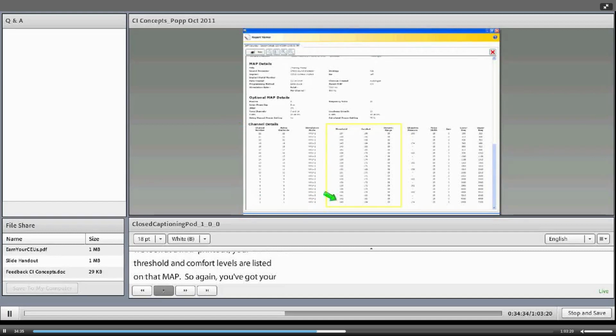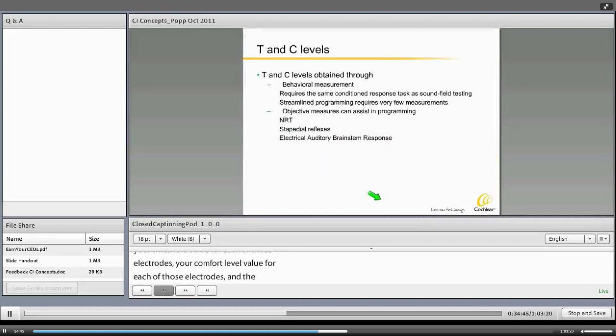If we look at a map printout, your threshold and comfort levels are listed on that map. So again, you've got your channels going from 22 to 1, and then your threshold value for each of those electrodes, your comfort level value for each of those electrodes, and the dynamic range for each of those electrodes.